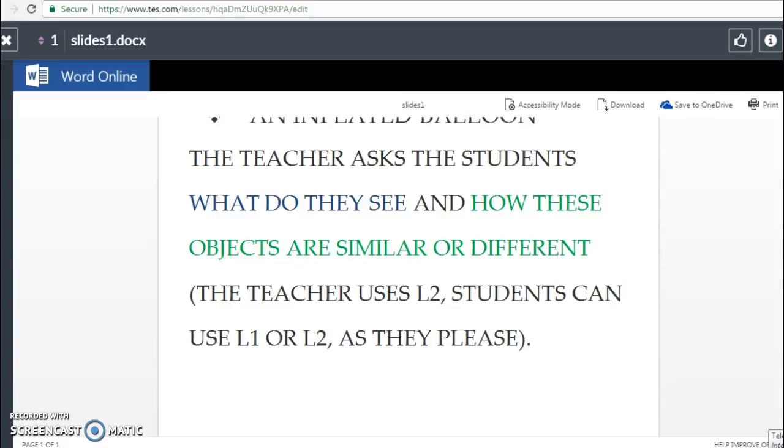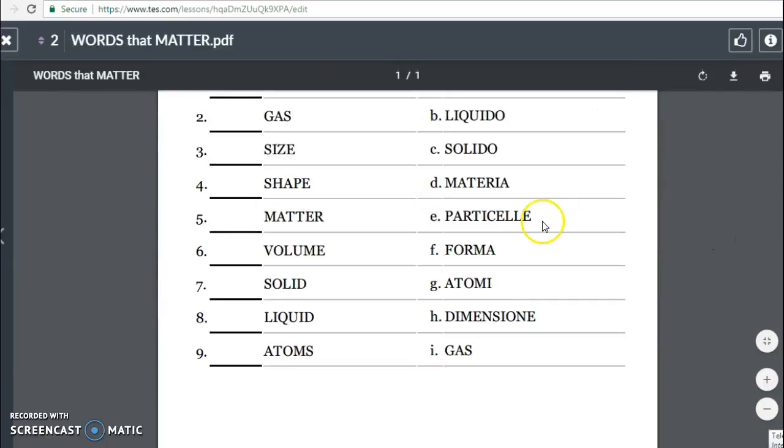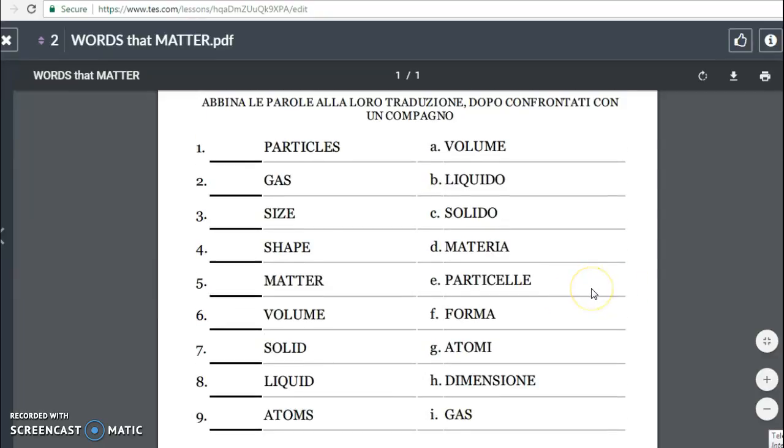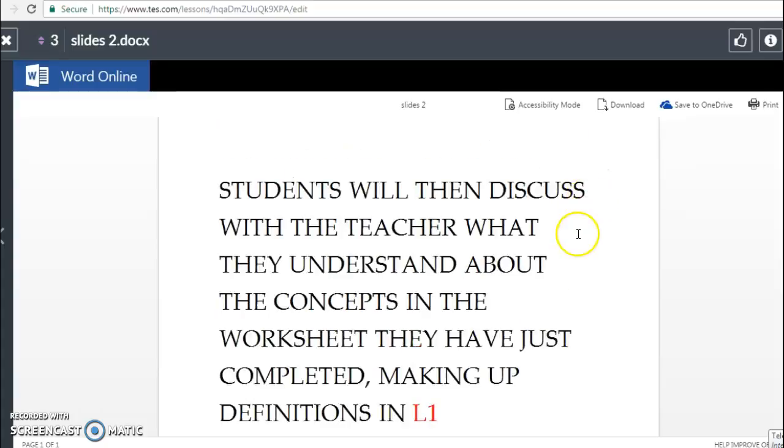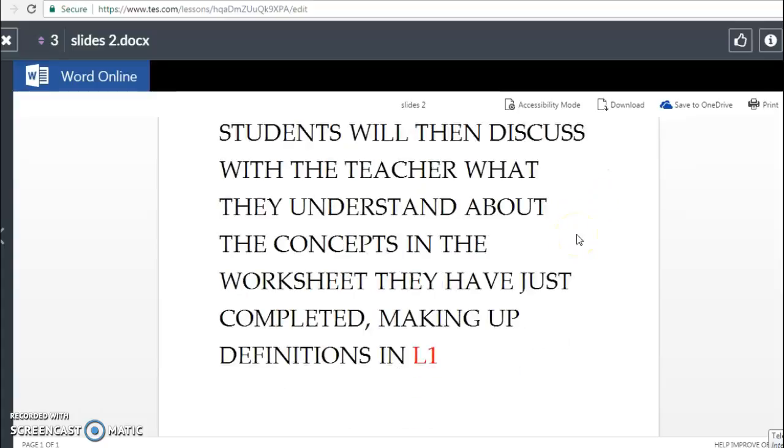After these brief discussions, in pairs or by themselves, students work on the matching worksheet, matching L1 and L2 keywords. They don't necessarily need to know what these words mean, but just try to guess the Italian meaning of English words. Students will then discuss with the teacher what they understand about the concepts in the worksheet they've just completed, making up definitions in L1, not necessarily correct definitions.